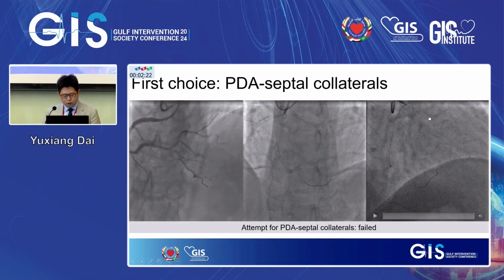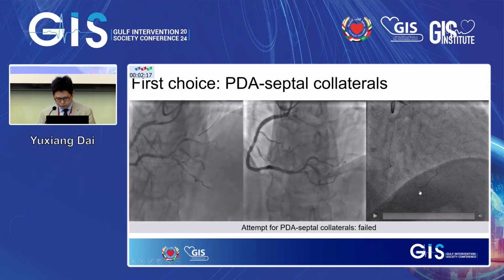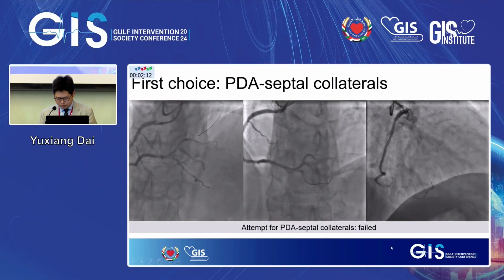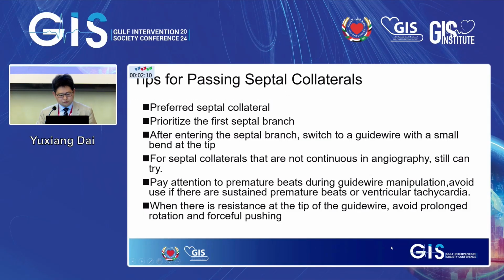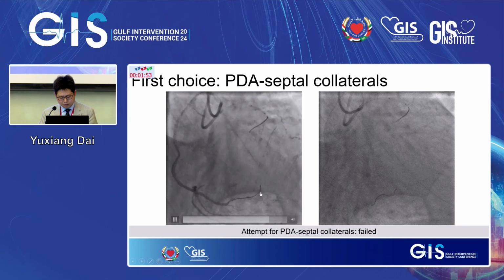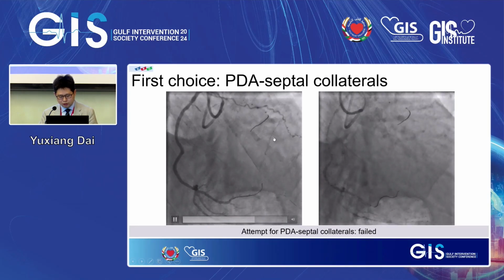Then we chose the PDA to septal collateral first. However, it was not very good. Among the tips for passing septal collaterals, I think the most important is that for septal collaterals that are not continuous in angiography, we can still try. In this case, we tried many times for the PDA to septal collateral to LAD.